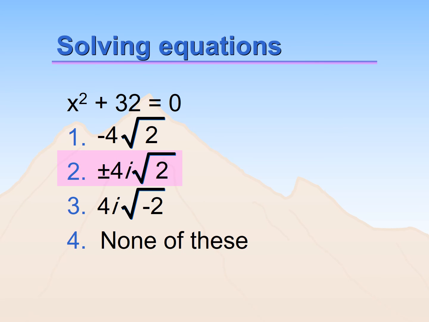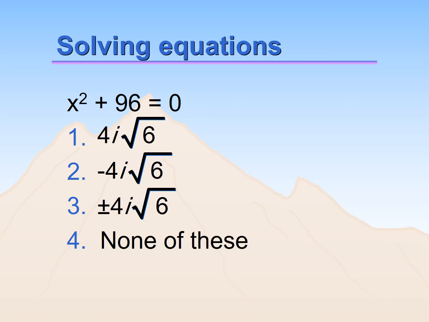Okay, you should have gotten option 2, plus or minus 4i square root of 2. So because 32 breaks down into 2 times 4 squared, the 2 will remain inside and the 4 will come outside. And then because it was negative 32, the square root of negative 1 becomes the i. And because we took the square root of both sides when we were trying to solve for x, that's how we get the plus or minus.